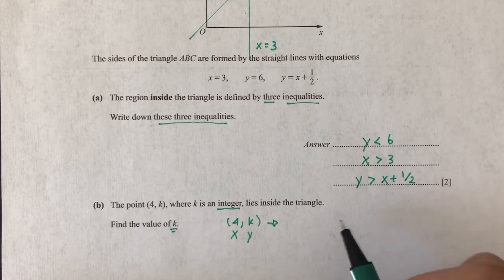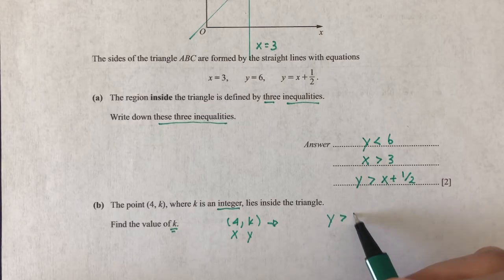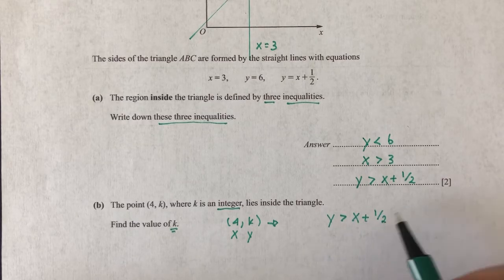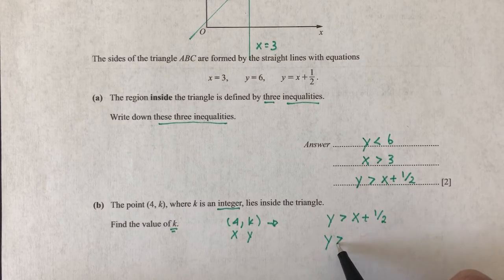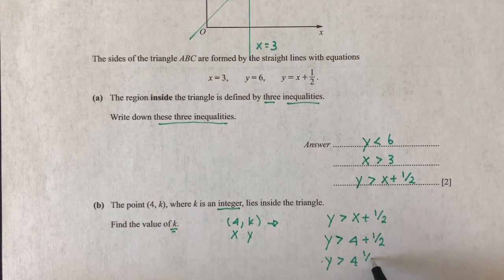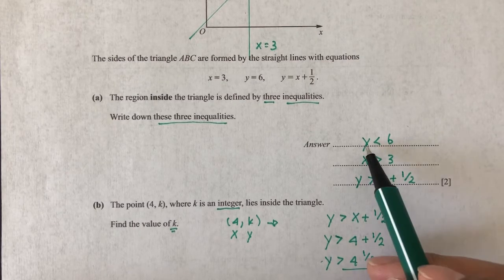So here we have y greater than x plus half. We know the value of x is 4. We place that back in, so we have y bigger than 4 plus half. So y is bigger than 4 and a half. So that's the first part. But we also have y is less than 6.